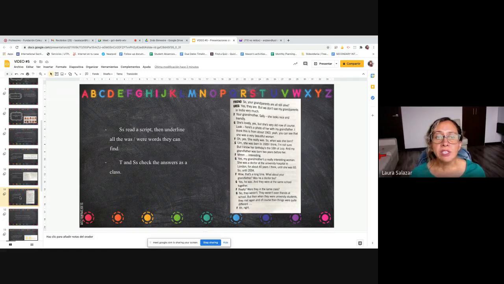The students read a script, then they need to underline all the "was" or "were" words they can find. Here is the script that they need to read, and then they need to underline or circle the words "was" or "were," all of them that they can find in this script. Teacher and students check the answers as a class.